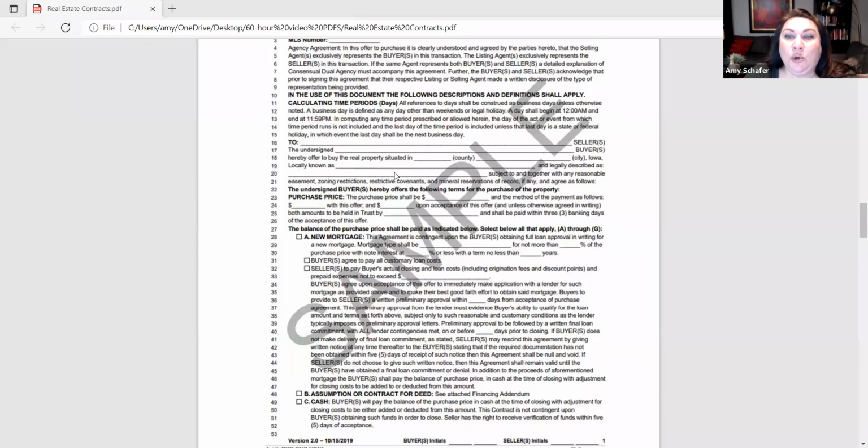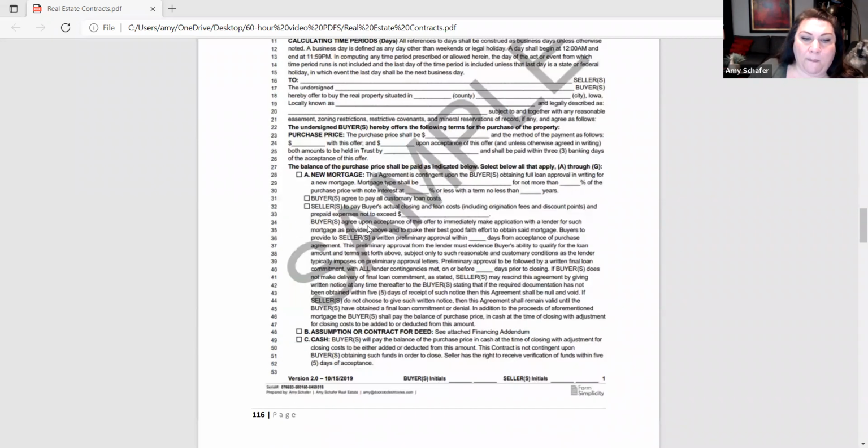Okay, so whoever has the property listed, that's who you would write there, not your own personal broker unless they have the property listed. Then you're going to talk about how they're going to pay for it. And most times you're either going to do a new mortgage or cash. If you're doing a new mortgage, you would write the type of mortgage, conventional, FHA, VA, for example, for not more than blank percent. That's where you're going to write loan to value.